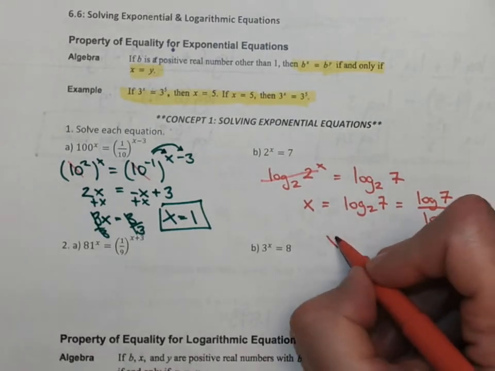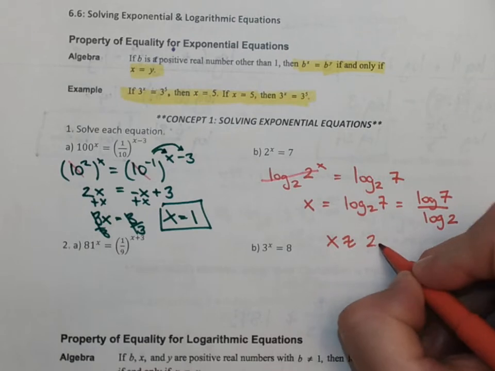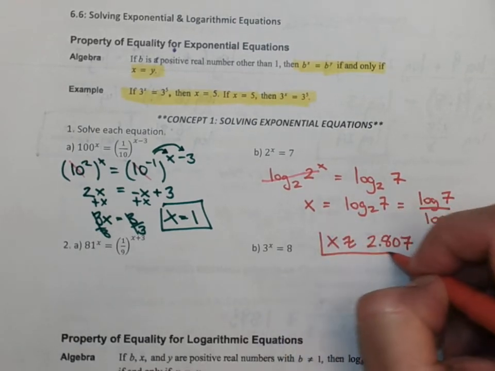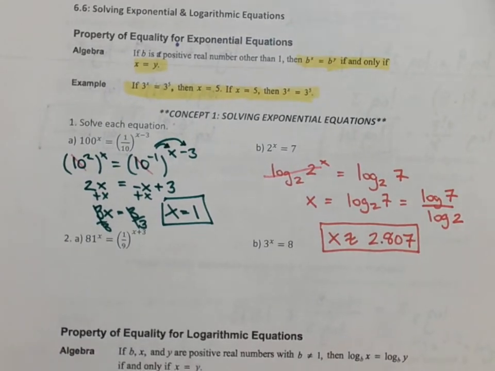Plug that in your calculator, and we get 2.807 approximately. Alright, excellent. I'm going to go ahead and pause this to do the other two. You give it a try and check out the answers.